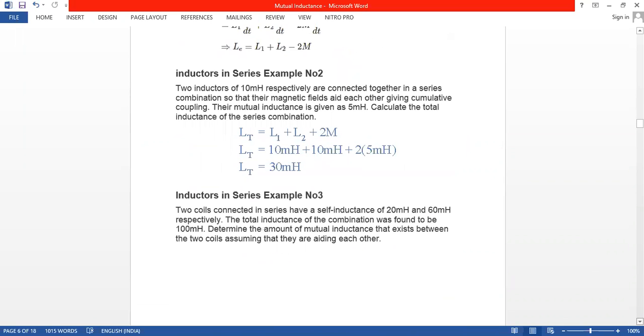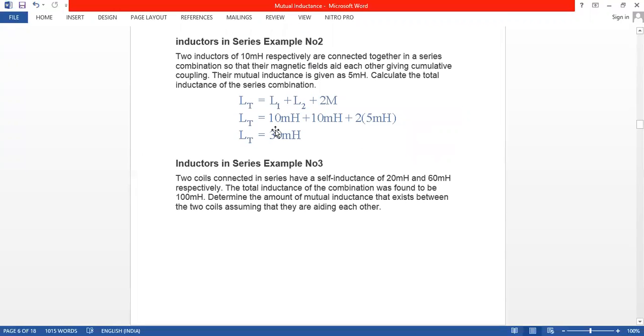Question. Read carefully. Two inductors, 10 millihenries. The unit of inductance is the Henry, named after the scientist Henry. Milli means very small, 10 power minus 3. Micro means 10 power minus 6. Nano means 10 power minus 9.